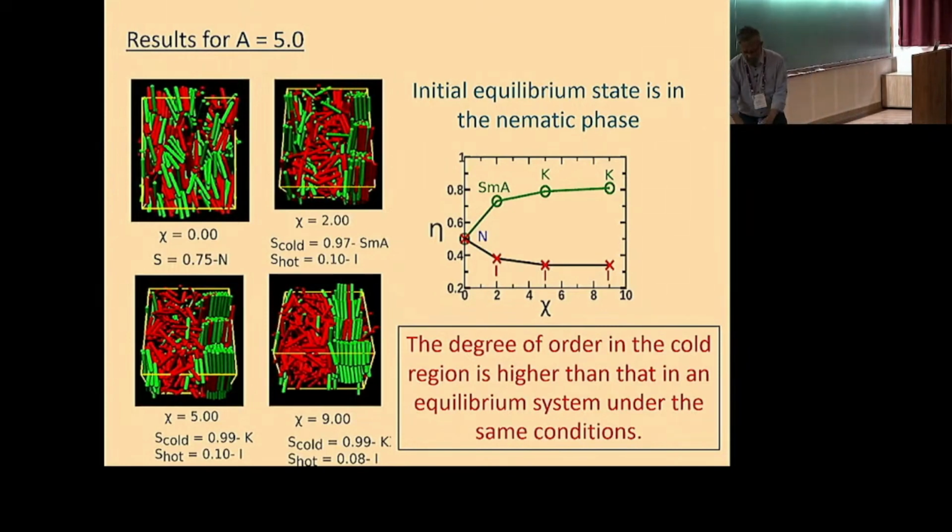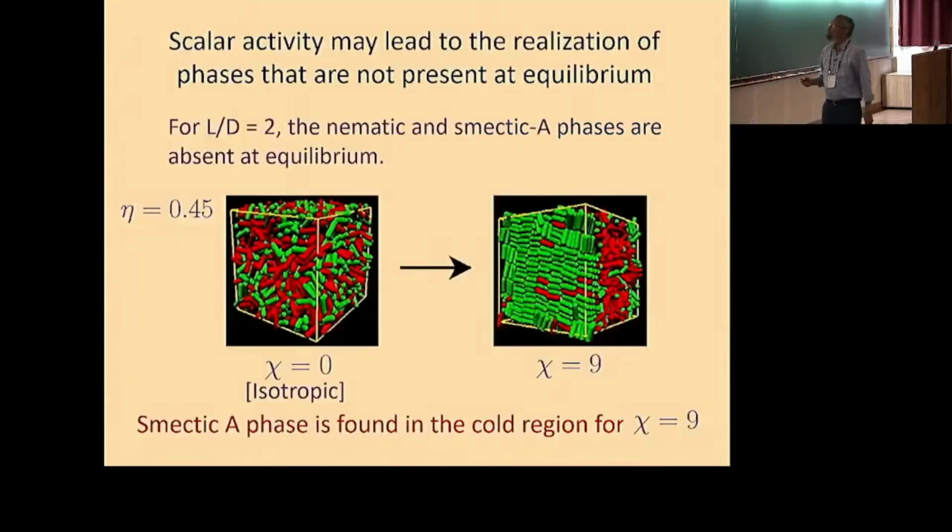So that's the main message, that there is enhanced ordering. Also want to mention that if I go back to this table that I showed, depending on the value of L by D, certain liquid crystalline phases are not seen in equilibrium. But here, one of the interesting things is that one sees those phases under this two temperature kind of protocol.